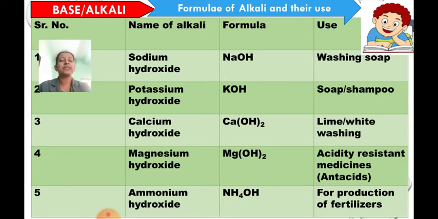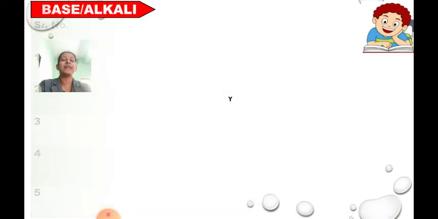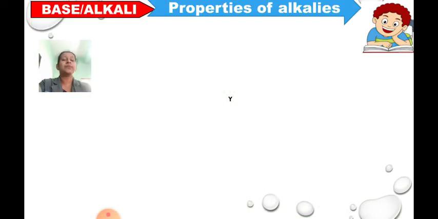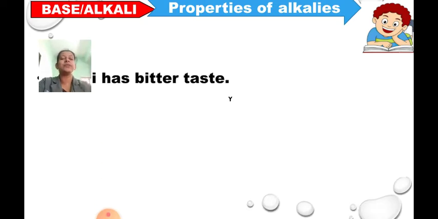Let's move on to the next part of the lesson, that is neutralization. Okay, properties of the alkalis. We have learned the uses just now. Now we'll move on to the properties. You have already learned the properties before, when I was doing the experiment based on this. So let's see what the different properties are.